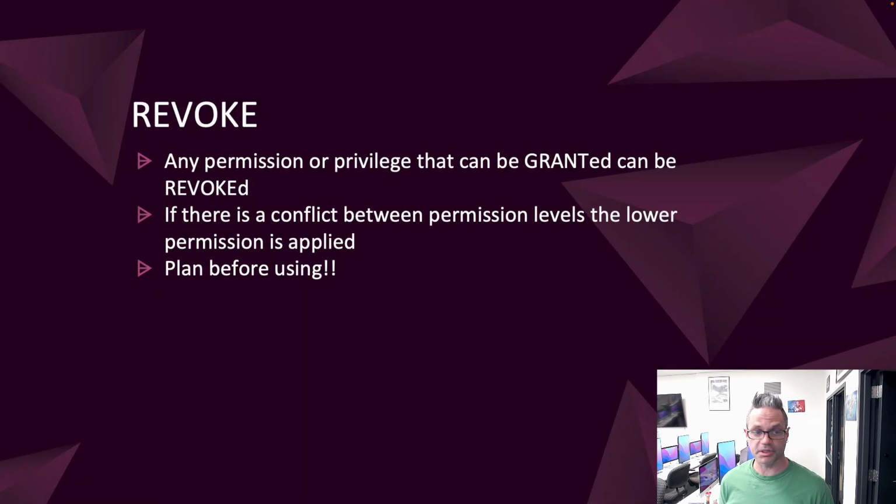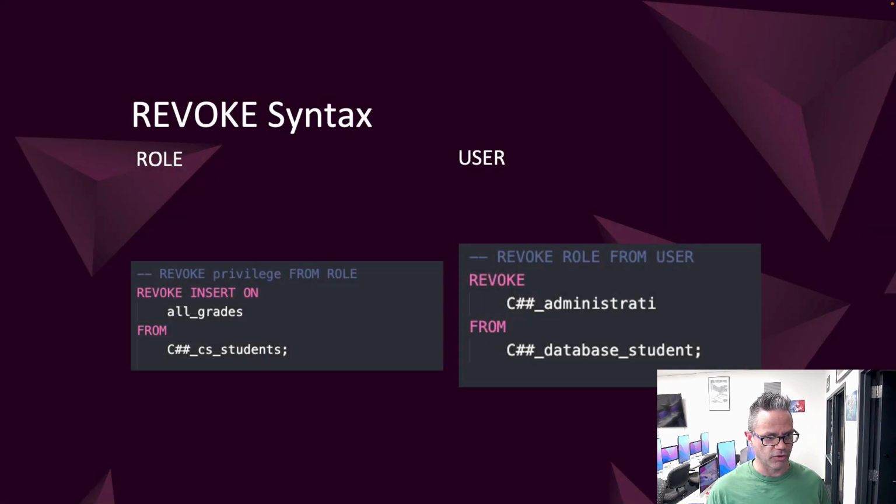Again, revoking: anything that can be granted can be revoked as well. And again, if there's a conflict between permission levels, the lower permission level is what is applied. And again, you want to plan before using this. You don't want to just randomly throw things out willy-nilly. So revoking syntax: I'm going to revoke insert on all grades from CS students. So no CS students can insert onto that table. Or I'm going to revoke a role from a user. I'm going to revoke the administrator role from the database students. And so you can revoke from either the field, or you can revoke a role. So you have different ways to use it, but the same basic structure applies for that.